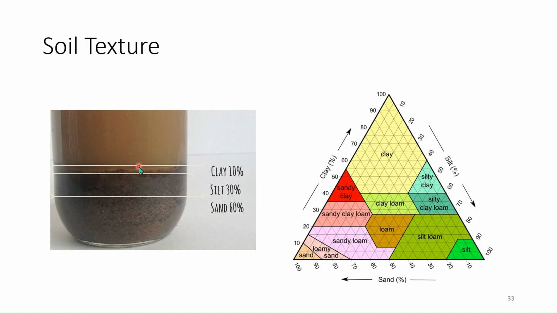You can review this and your protocol when the soil texture lab comes up, but you'll measure the total height, and then the height of each one of these, the thickness of each one of these over that total height will give you the percentage. So it's 60% sand, 30% silt, and 10% clay. And you'll take your soil triangle, you'll mark these lines, and then you'll draw where they intersect, and that tells you what sort of soil you have. So this is a sandy loam soil.